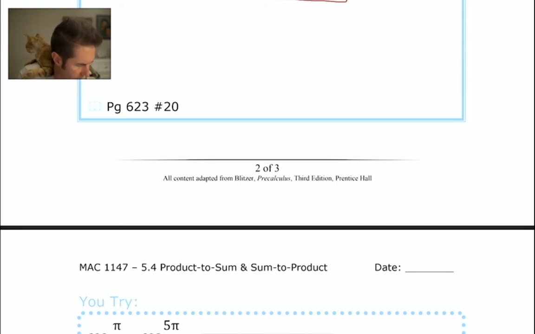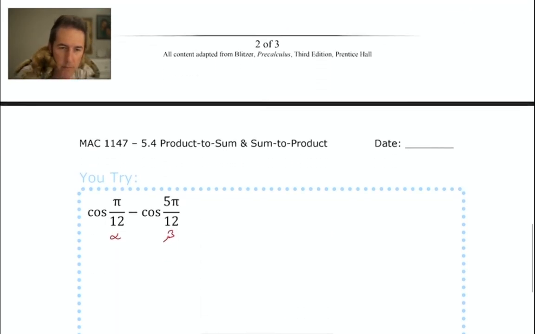Let's see. This is cosine minus cosine. So let's slide that up a little bit.